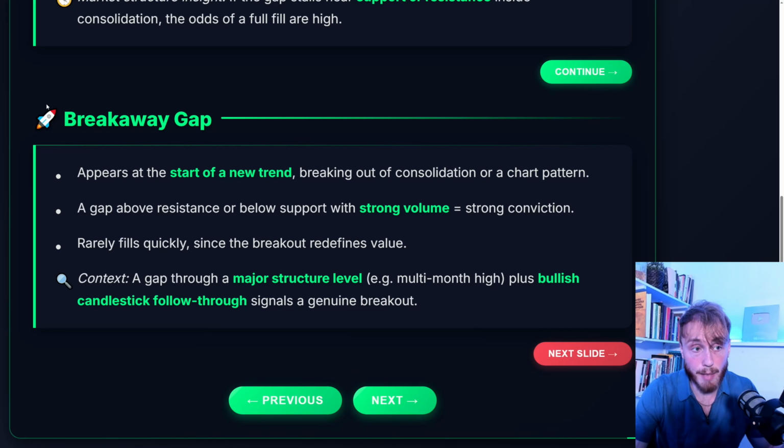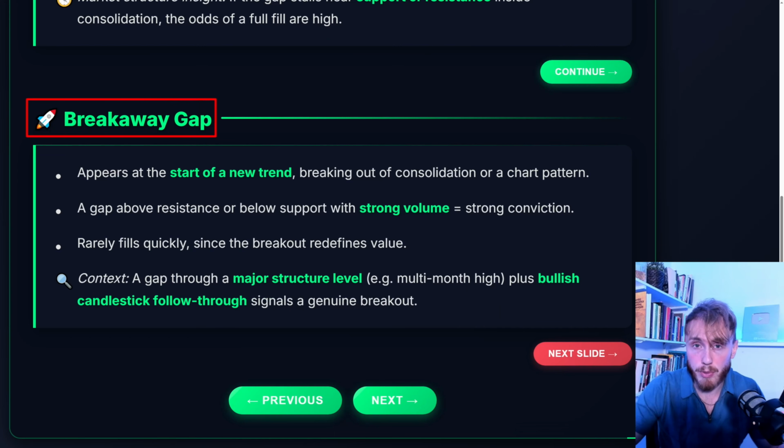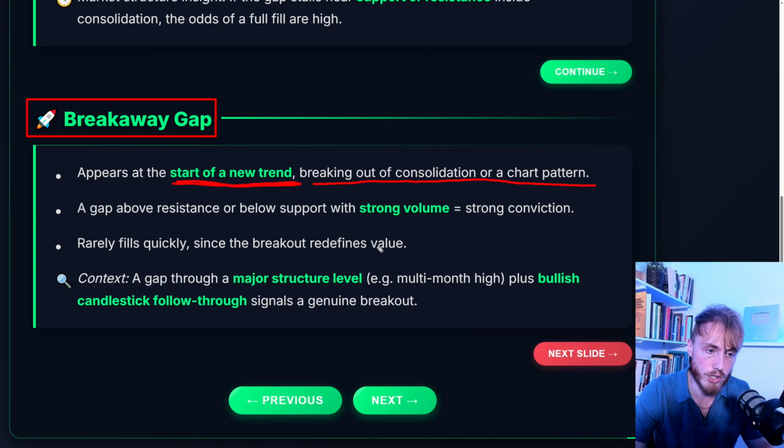But now the next gap I want to talk about is the breakaway gap. And this right here can be a very profitable gap, so make sure to really pay attention. This is a gap that starts a new trend. Many times this will be the beginning of either a new trend or at least a massive move. If you are able to identify these breakaway gaps, they can be very profitable. So this is when we are breaking out of, for example, a consolidation or a chart pattern.